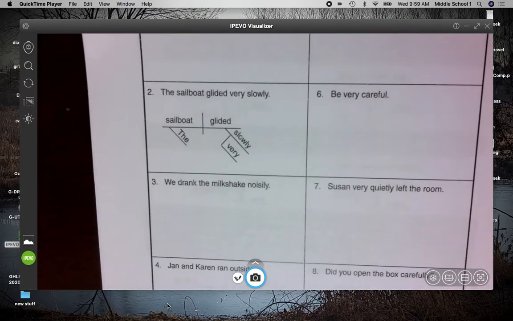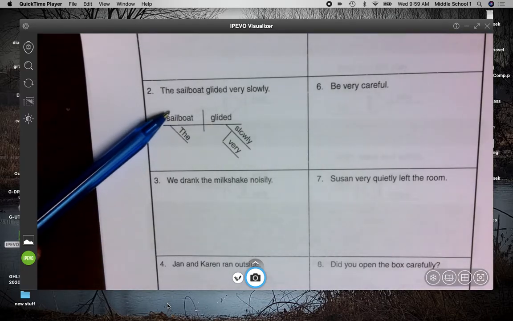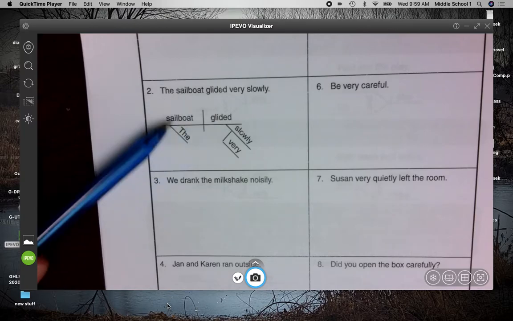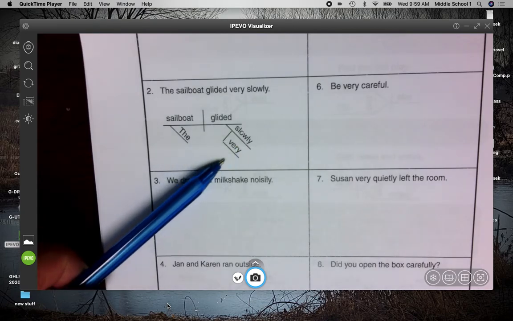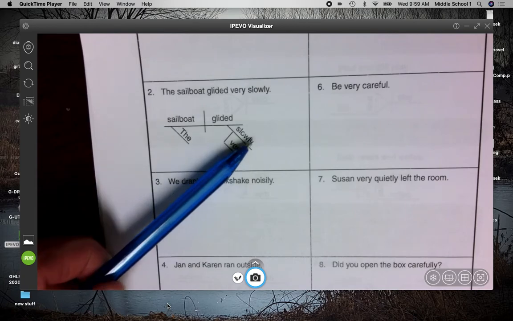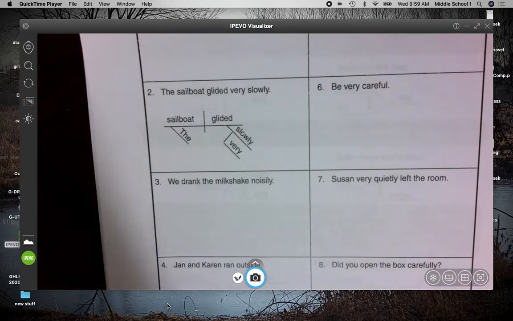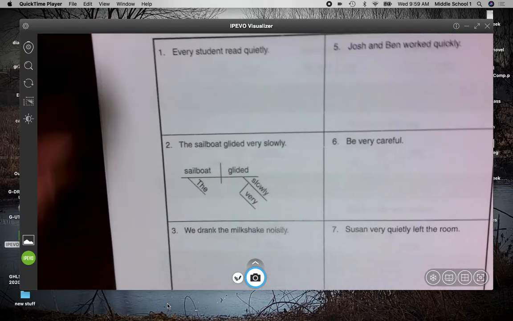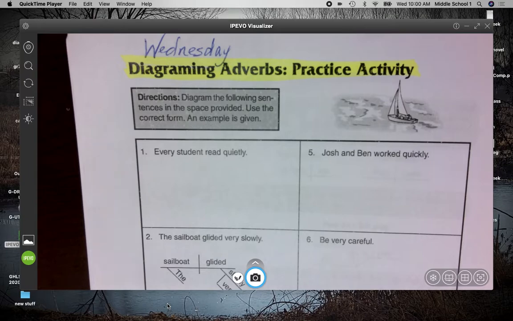As I take a look at this sample sentence number 2, which has already been done for me, I have the sailboat glided very slowly. Sailboat glided, no object, and I have an adjective, and I have 2 modifiers. And I remember from my example the other day that when I have an intensifier, this intensifier has a special line, an L-shaped line. It modifies the word slowly. That's an intensifier adverb. So what I need for you to do is to work on these sentences here, which are on the page, Diagramming Adverbs Practice Activity.